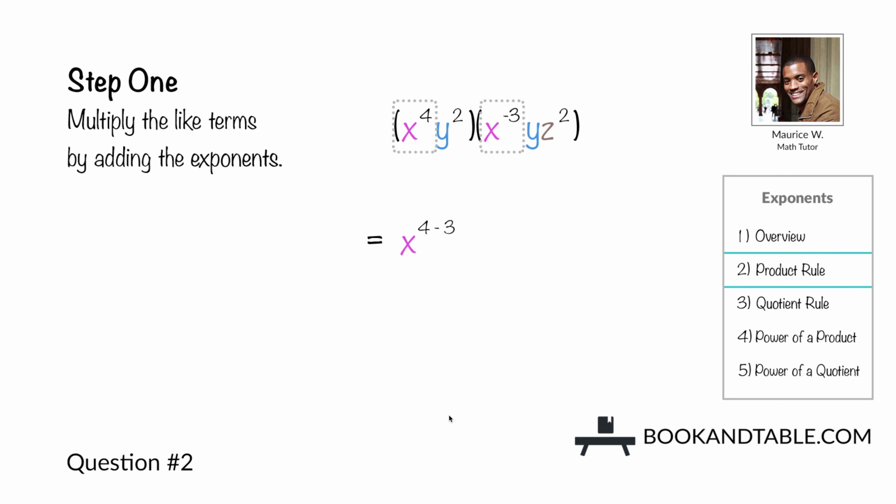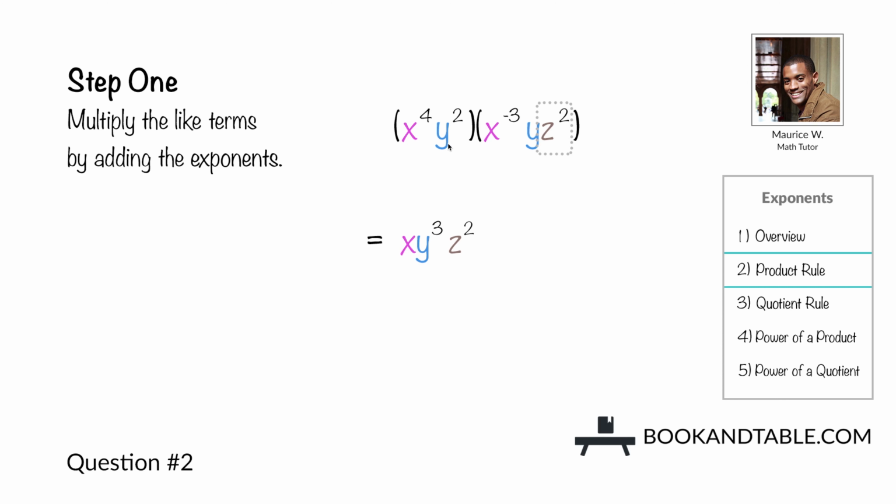Question number 2, we have x to the fourth y squared times x to the negative 3 y z squared. Step 1, multiply the like terms by adding the exponents. So we'll multiply the x's, we'll multiply the y's, and then we only have one z. So the x's, x to the fourth times x to the negative 3 is equal to x to the 4 minus 3, which is 1. So we just wind up with x. We multiply our y's, y to a power of 2 times y to a power of 1 is equal to y to a power of 2 plus 1, which is 3.